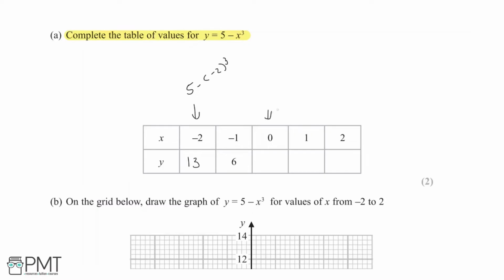This one is going to be 5 minus 0 cubed, so this is just going to be 5. This one is going to be 5 minus 1 cubed, which is going to be 4. And this one is going to be 5 minus 2 cubed. 2 cubed is 8. 5 minus 8 is minus 3. So this part is worth 2 marks, and you get 2 marks for a fully correct table. Otherwise, you get 1 mark for 2 or 3 correct values.